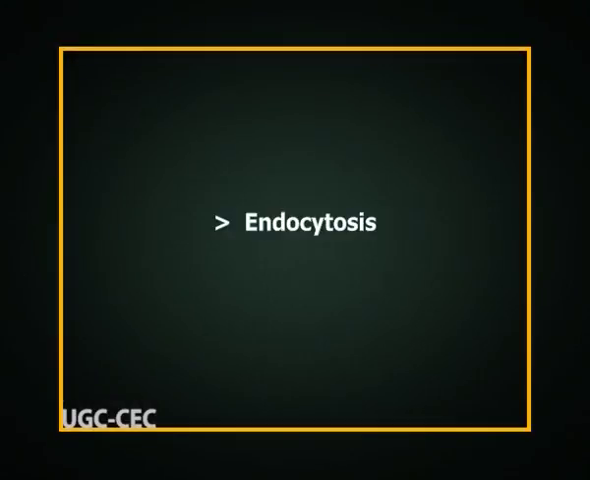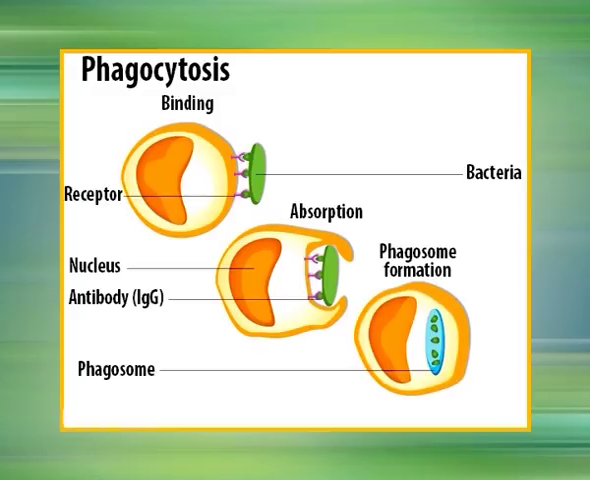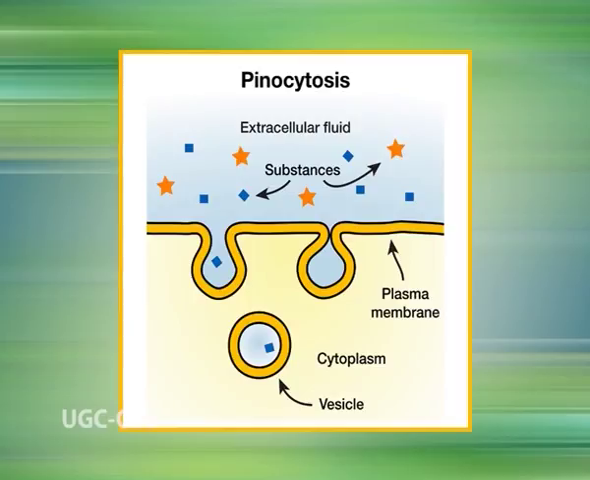Now, what is this endocytosis? The term endocytosis was coined by Christian de Duve in 1963. It is a process whereby eukaryotic cells internalize material from their surrounding environment. Internalization is achieved by the formation of membrane-bound vesicles at the cell surface that arise by progressive invagination of plasma membrane, followed by pinching off and release of free vesicles into the cytoplasm. Classically, endocytosis has been divided into phagocytosis, that is cellular eating, and pinocytosis, that is cellular drinking.